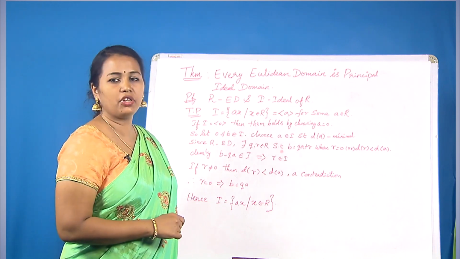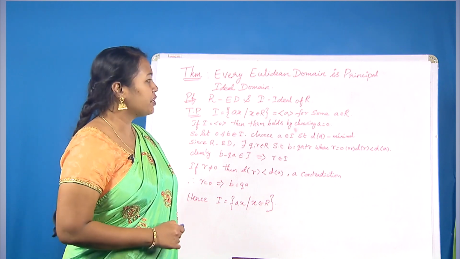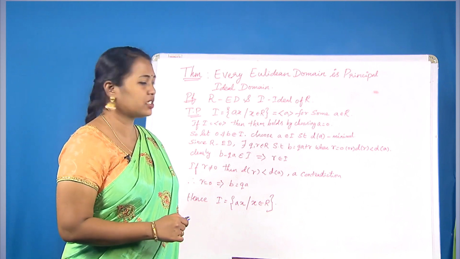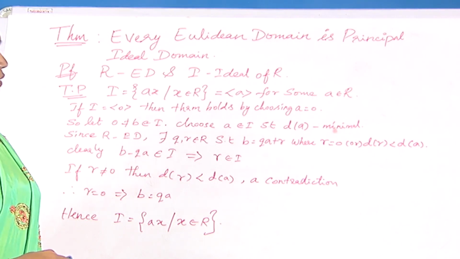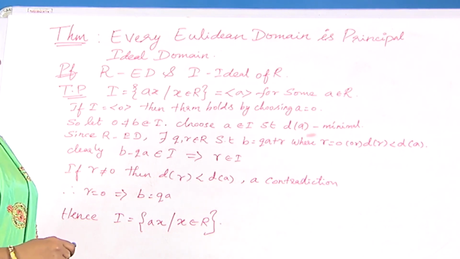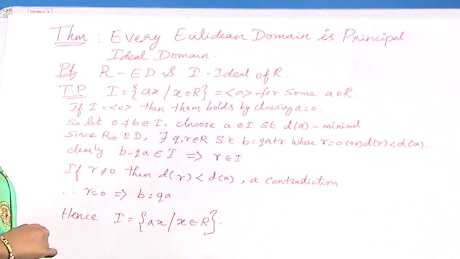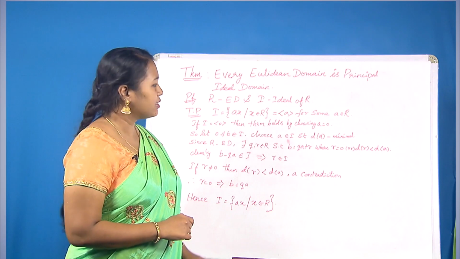So there is going to be a Euclidean valuation and there is an order allowed there, and therefore it is possible to choose the smallest possible value such that D of A is the minimum value. So we take the minimal value here, and no other value is going to be less than this D of A.